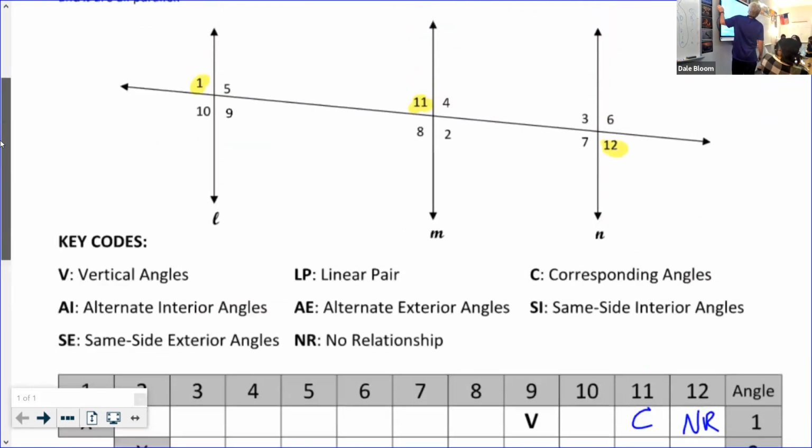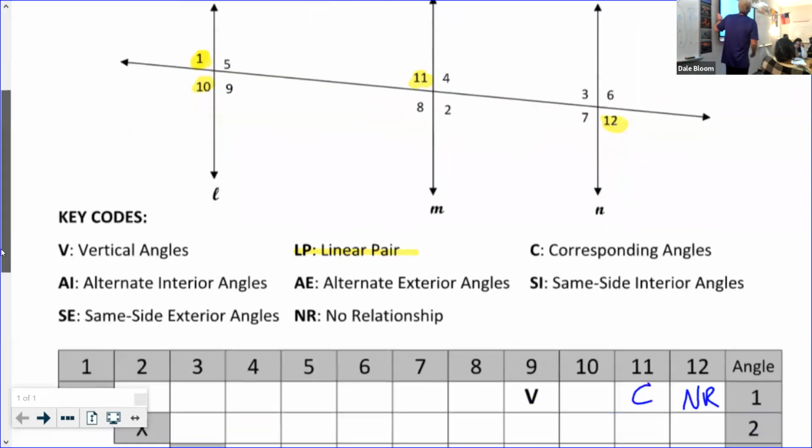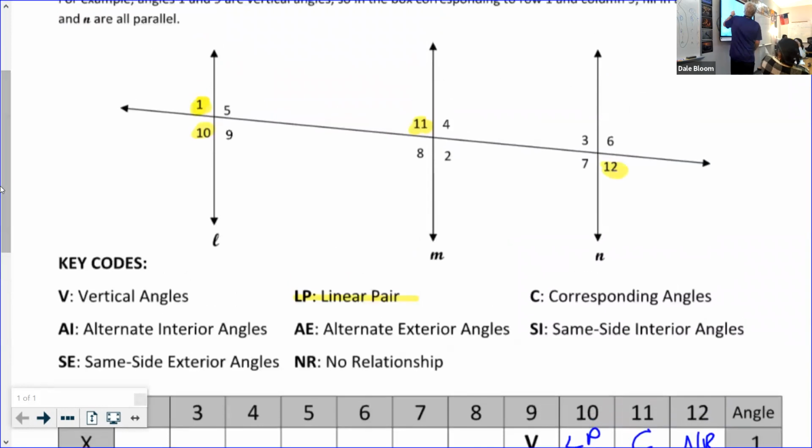Now angle 1 and angle 10. What are those two? Well, they are a linear pair, right? They are a linear pair because they're along a straight angle. Alternate same side isn't a thing. Okay, so that's a linear pair. And angle 1 and angle 9, that is given for you right there. Those are vertical angles. You guys remember vertical angles? That's what they look like.